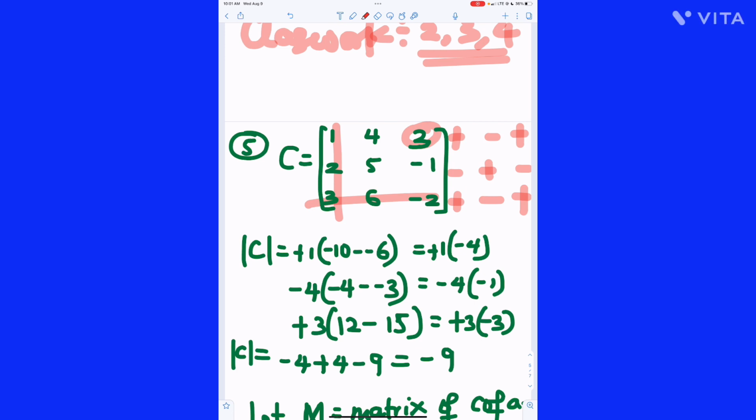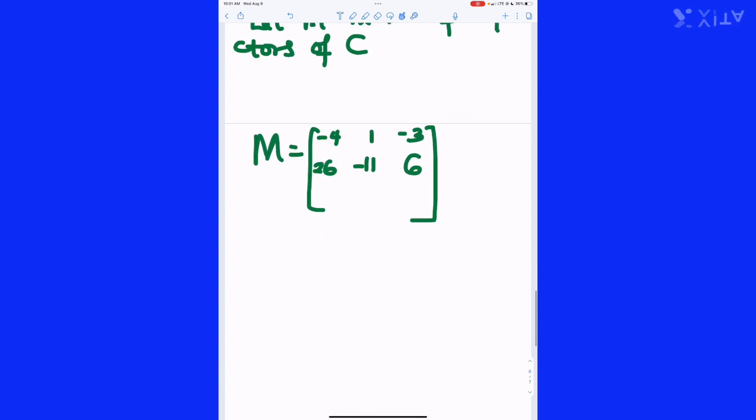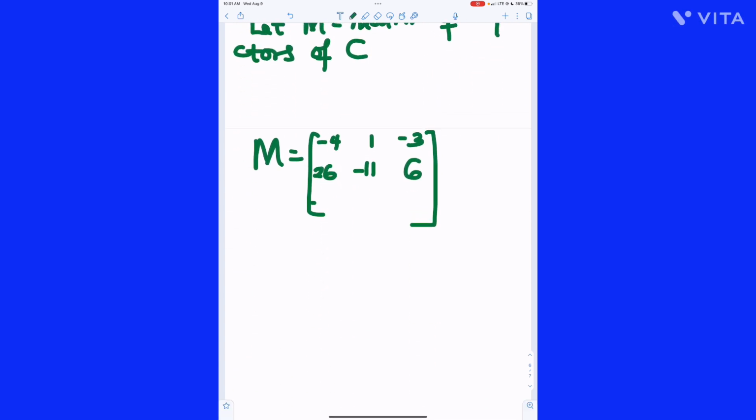That's minus 4 minus 15. Minus 4 minus 15 is what? Minus 19. But that cofactor should be given a plus sign. So plus times minus 19 gives me minus 19. The cofactor of 3 here is minus 19.